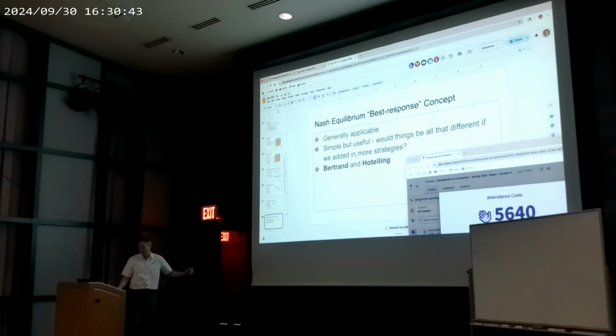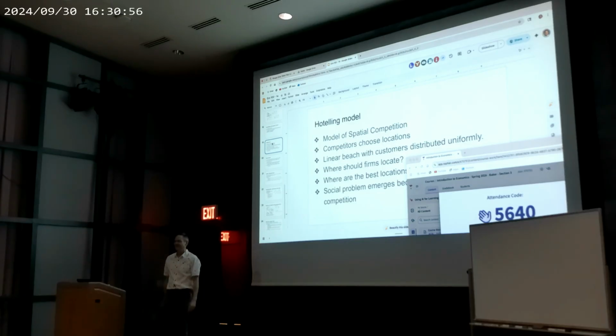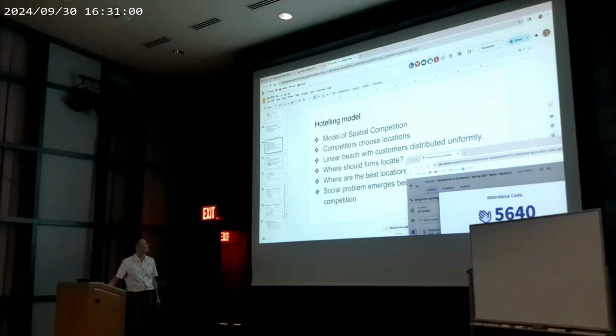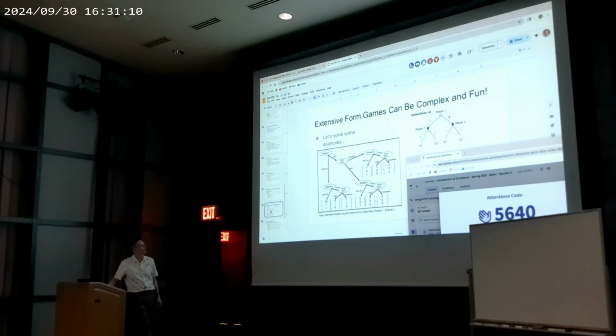So we're going to talk, next time when we come back from the break, about the famous Bertrand and Hotelling models of oligopolistic competition. The Hotelling model is all about choosing location. It's a spatial choice model. The Bertrand model is all about undercutting. It's a model of selling identical products and competing with price. And so we'll talk about that, and we'll even talk about some crazy extensive form games, as we call them, where people make decisions sequentially.